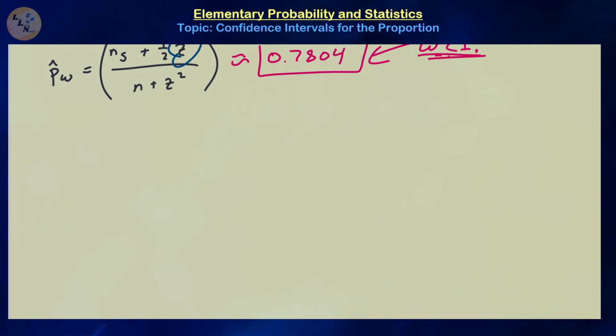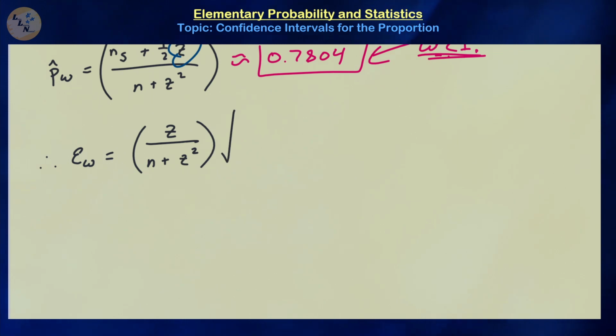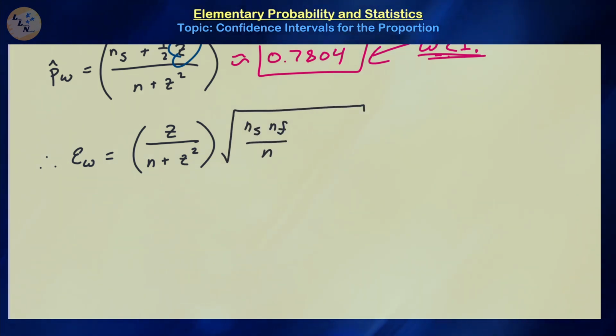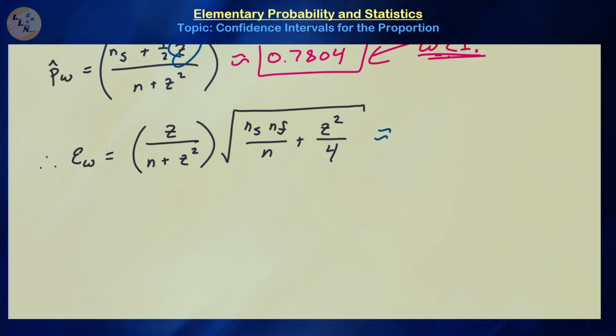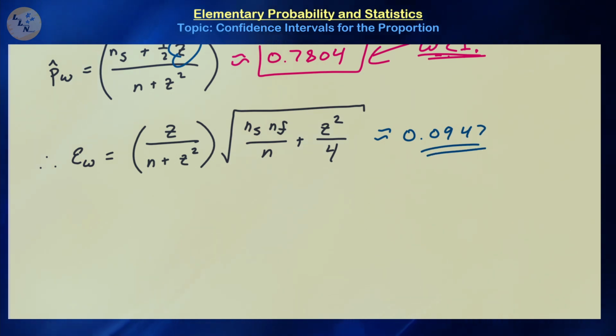So now that we have the center of our Wilson confidence interval, we need the margin of error for this Wilson confidence interval. So again, it's going to be the Z critical value divided by the sample size plus the Z critical value squared, times the square root of number of successes times number of failures, all over sample size, plus the Z critical value squared divided by 4. Once you calculate those, you're going to come out to 0.0947. So that's the margin of error for our Wilson confidence interval.